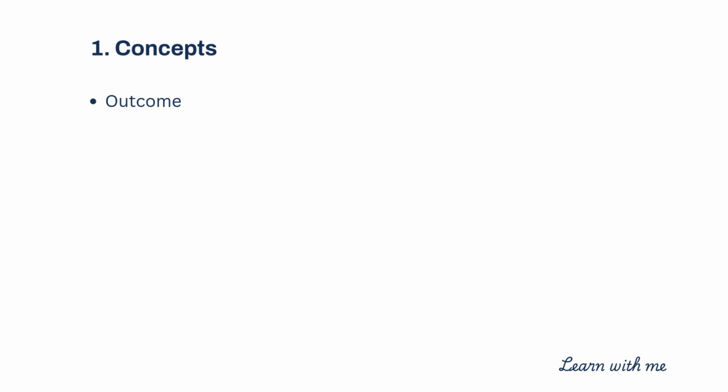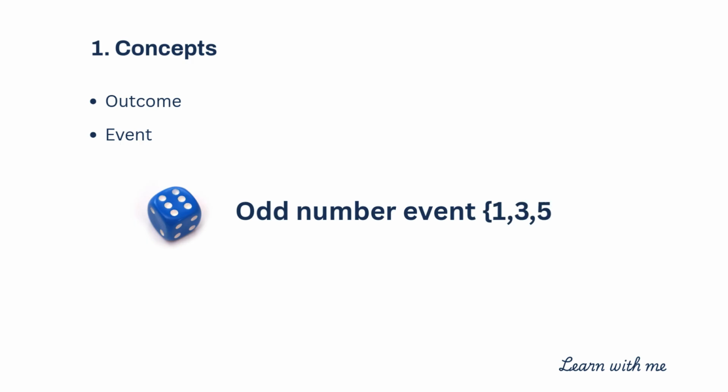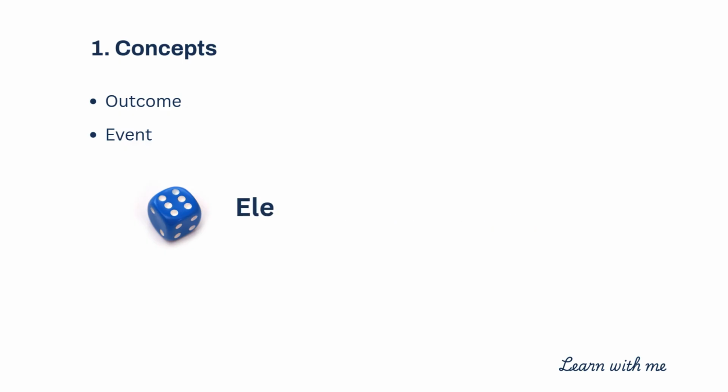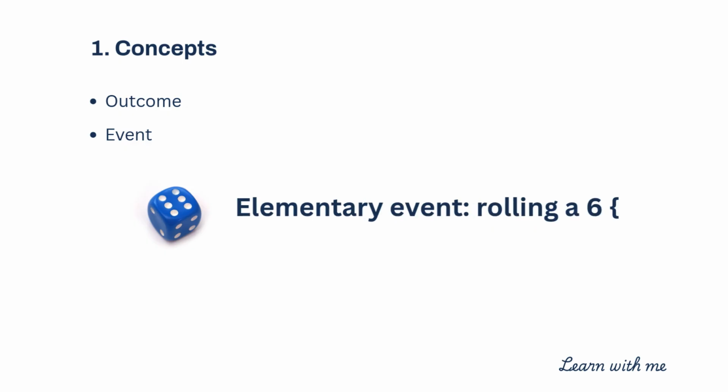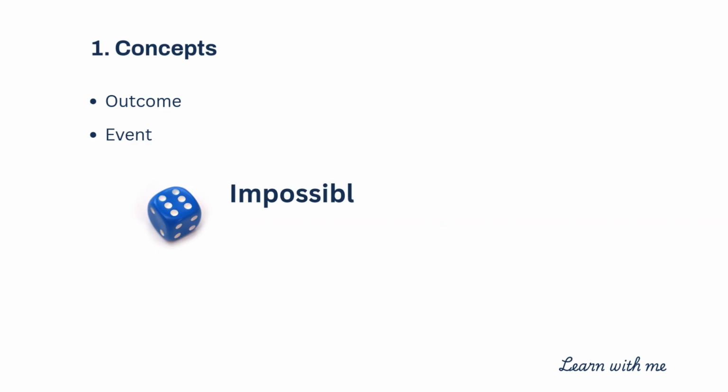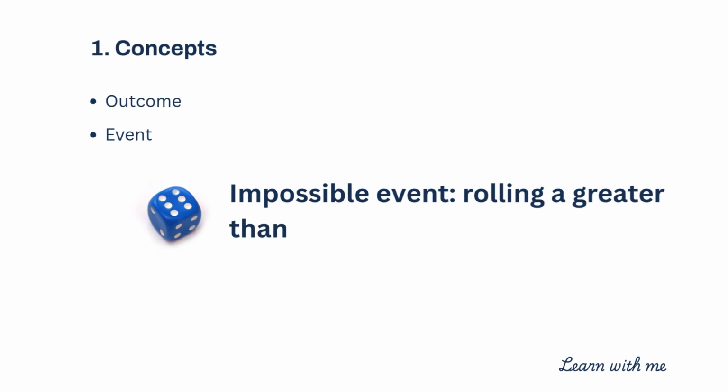Next, event. An event is a single outcome or a set of outcomes. For example, if we roll a die, an event could be rolling an odd number, which includes three outcomes, 1, 3, and 5. If an event consists of only one outcome, it is called an elementary event. On the other hand, if an event contains no possible outcomes, for instance, rolling a number greater than 6, it is called the empty set or the impossible event.